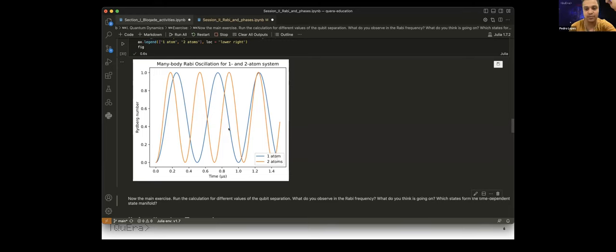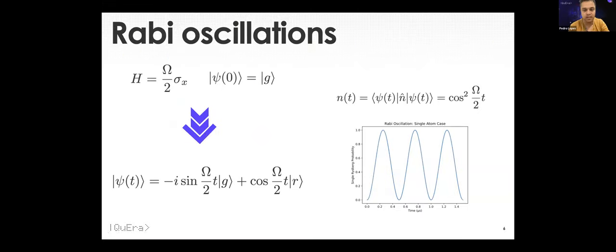And this is kind of a cute phenomenon that you can demonstrate even analytically. So you have an enhancement of the frequency of oscillation that is a square root of the number of atoms times the Rydberg frequency that you put in. So that's cool.